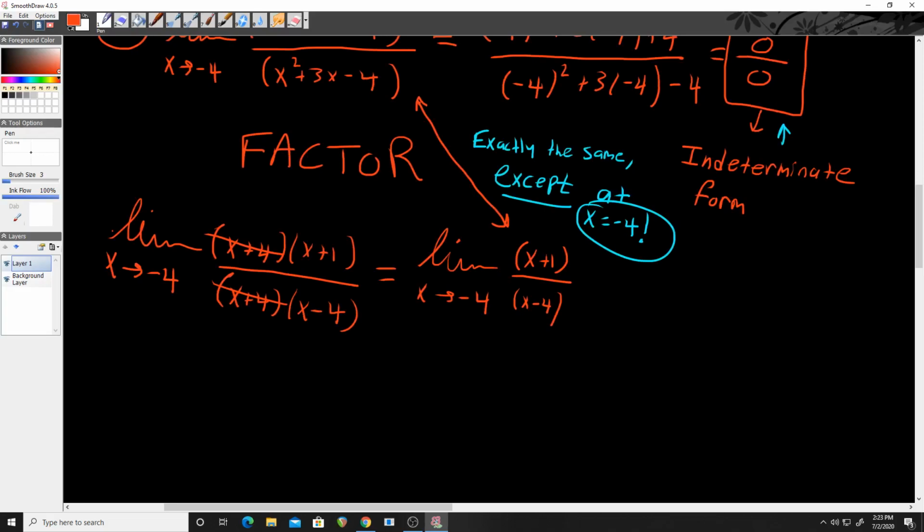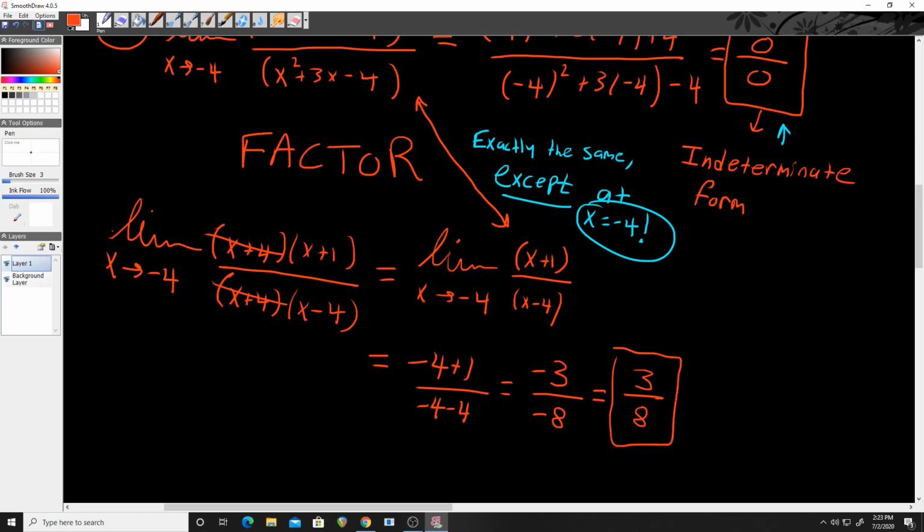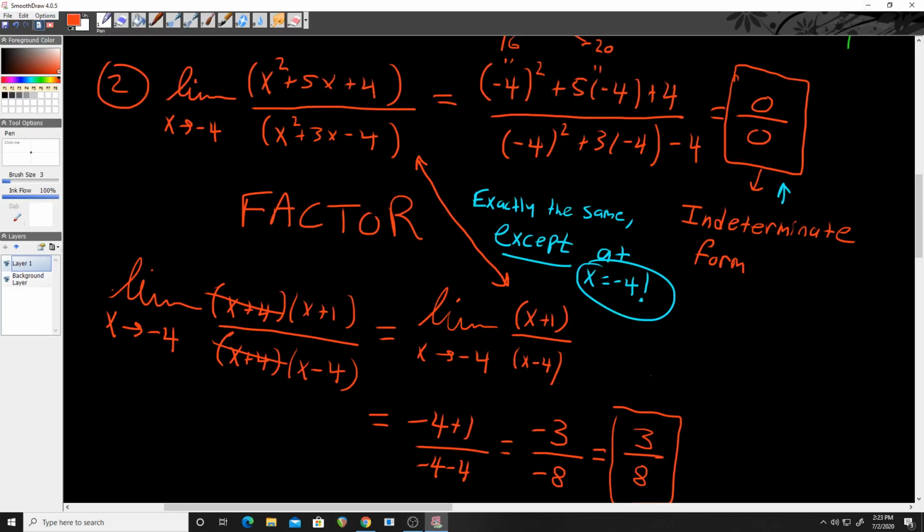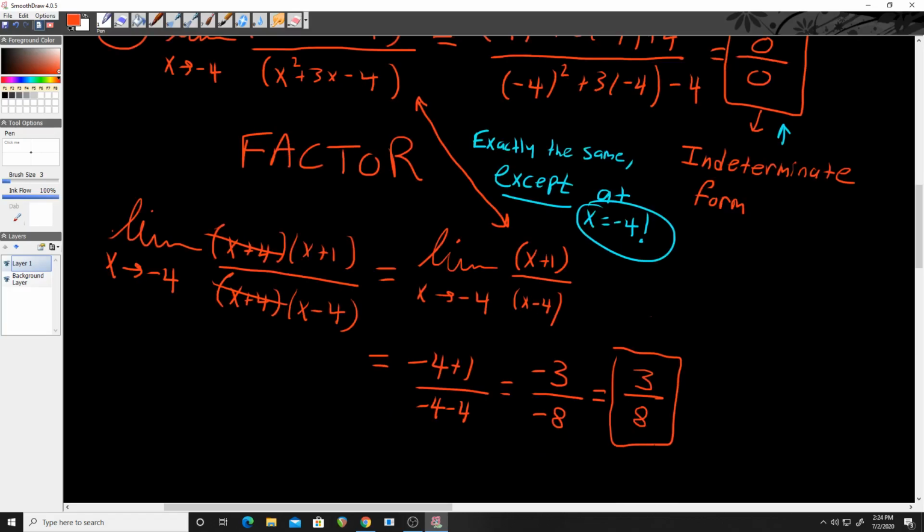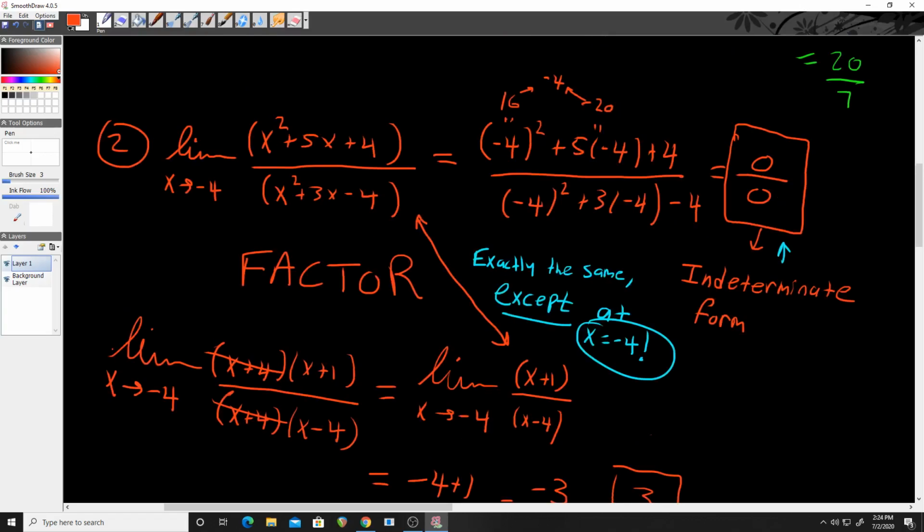So if I plug in -4 now, I get -4 plus 1 over -4 minus 4. -4 plus 1 is -3. -4 minus 4 is -8. Negative over negative is a positive. We get 3 over 8. And so 3 over 8 is certainly different than 0 over 0. So this is what an indeterminate form is all about. You get a 0 over 0, and it didn't turn out to be 0. It didn't turn out to be undefined. It turned out to be 3 over 8. So that's why we call it indeterminate, because we have no idea what it is until we do something else. In this case, we had to factor and cancel.